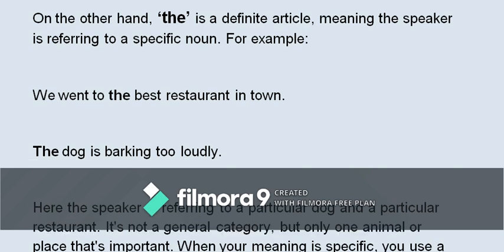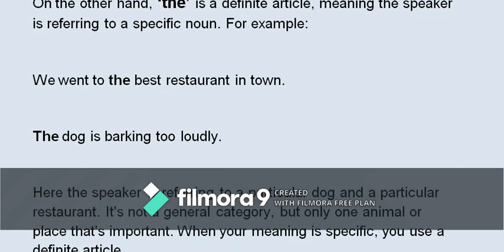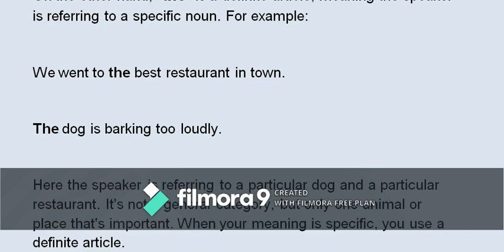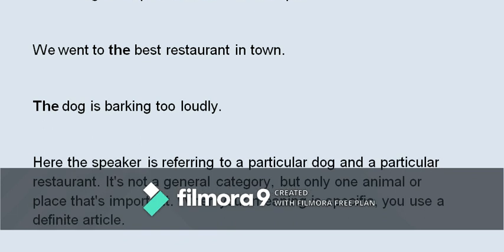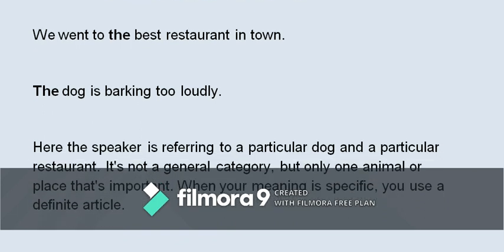Here the speaker is referring to the particular dog, a particular restaurant. It is not a general category, but only one animal or place. That's important. When the meaning is specific, you use the definite article. Now let us proceed further.